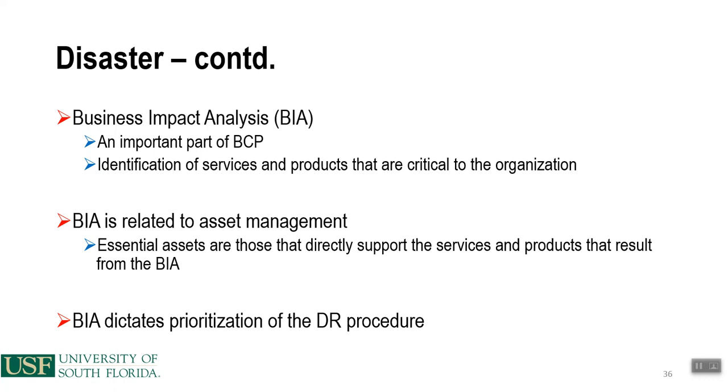Continuing on with disaster, there's also something called business impact analysis, which is an important part of BCP. It identifies the services and products that are critical to an organization. And the BIA is related to asset management: essential assets that directly support the services and products that result from the BIA.